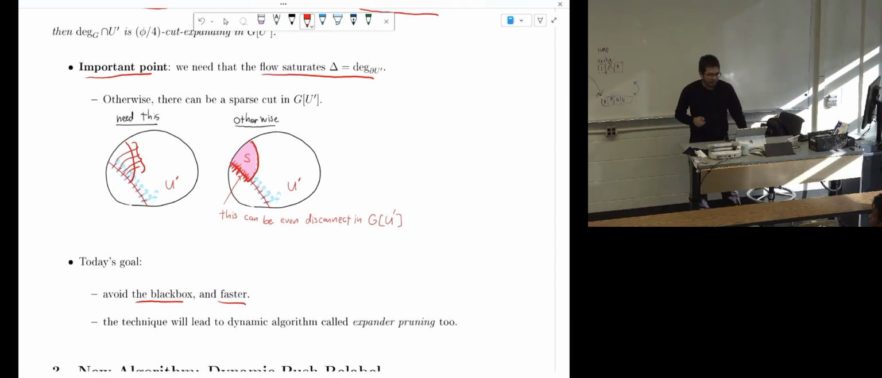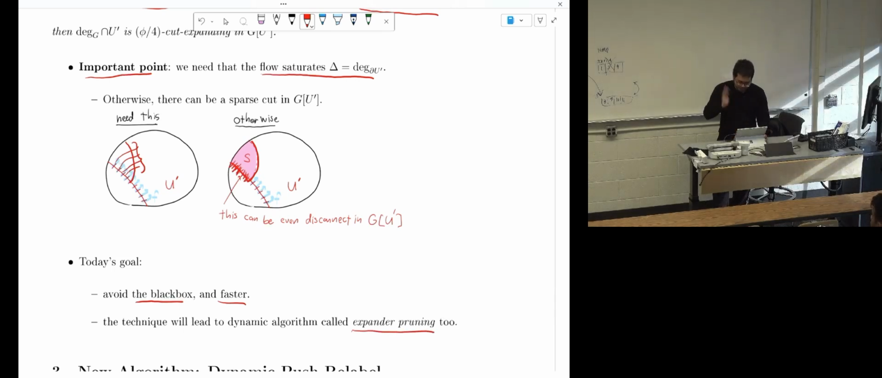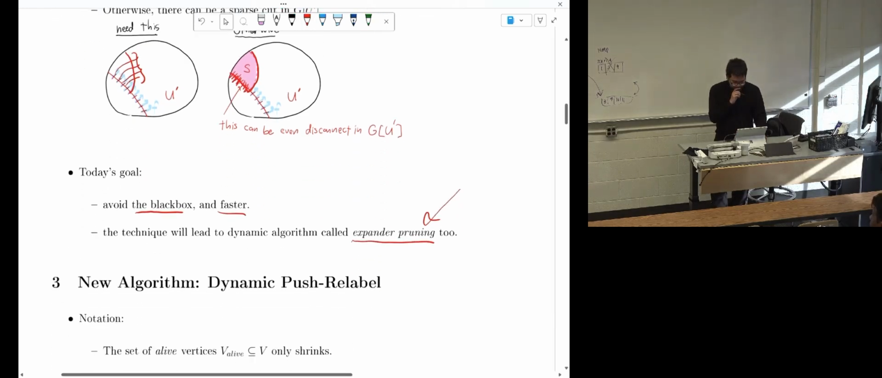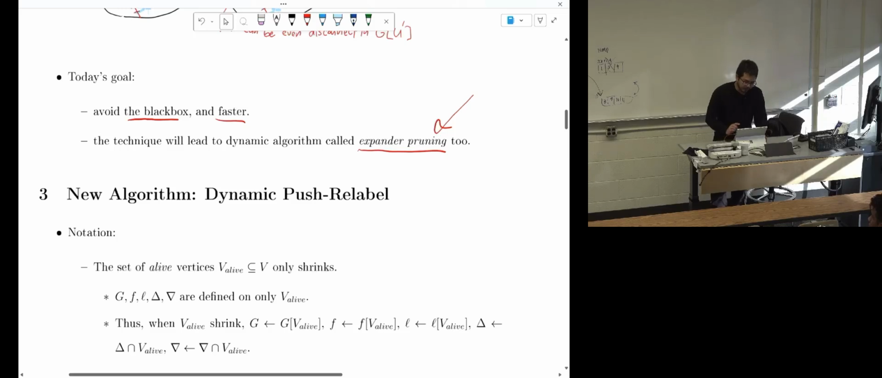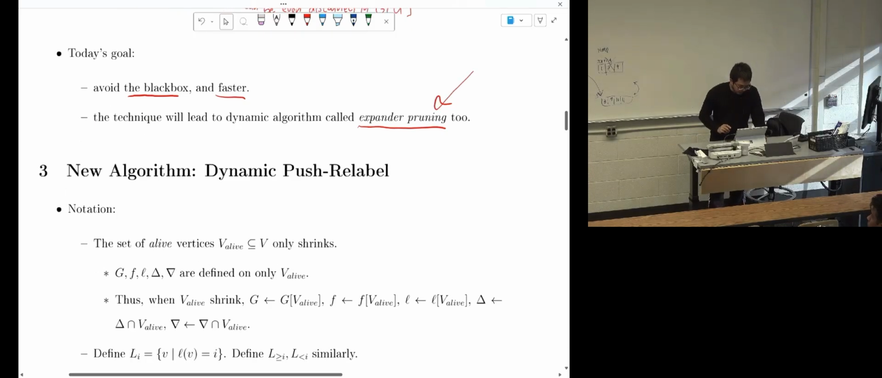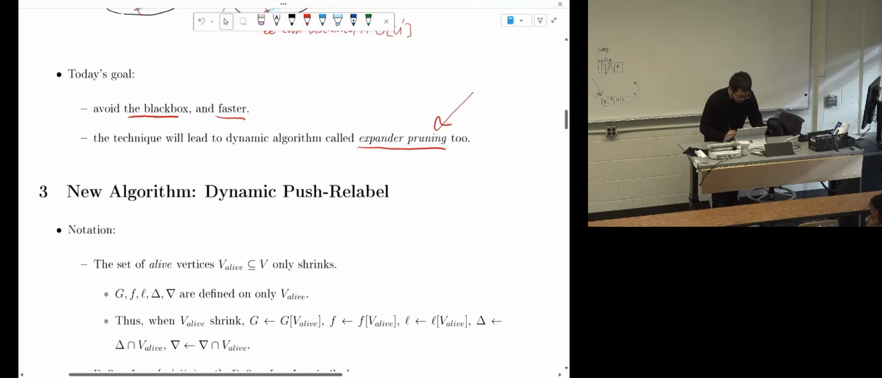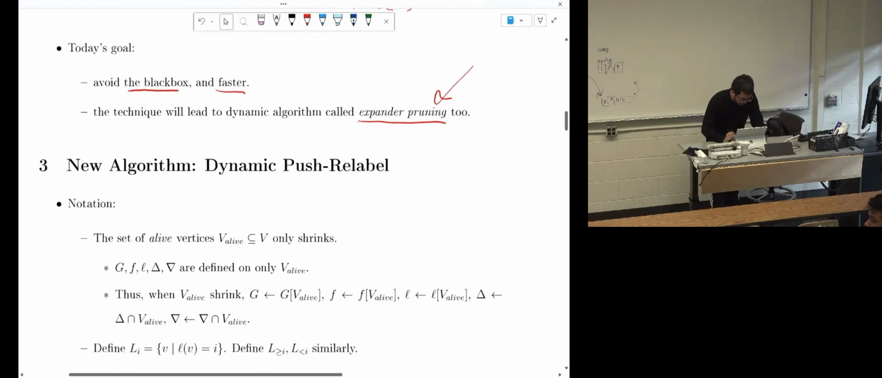And the techniques that we learned today will give you some dynamic algorithms called expander pruning, which is really influential. It's used in many dynamic algorithms, and I might give you some homework about this. Okay, so now let's talk about the algorithm. Let's start with some notation.